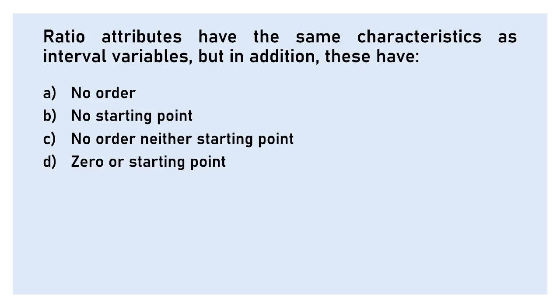Ratio attributes have the same characteristic as interval variables, but in addition, these have what? We had discussed ratio attributes, right? Like the weight comparison, a 50 kg person and a 100 kg person. So a 100 kg person will be twice as heavy as the 50 kg. So like that. They have a 0 or starting point.